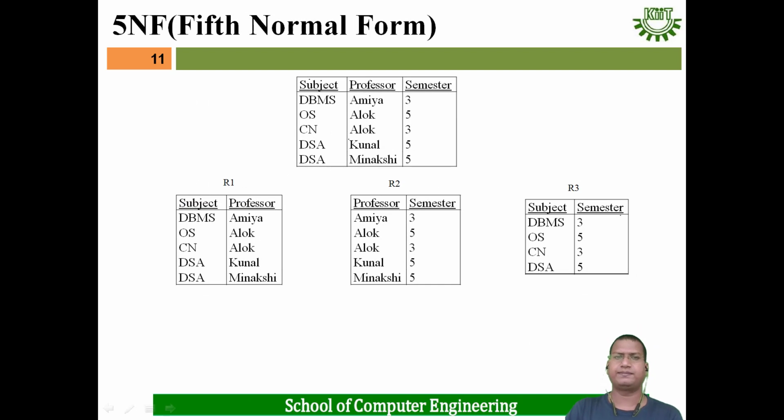Another example of 5NF. In this case, one original relation R is there. We have to check whether this relation is in 5NF or not. And if this relation is not in 5NF, then we have to convert it into 5NF. Suppose R is there. I have told you a relation is said to be in 5NF if it is in 4NF, and the second condition is that join dependency should be there. First, we have to check whether this relation is in 4NF or not.